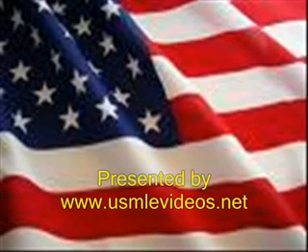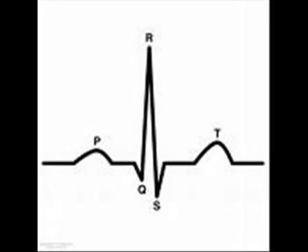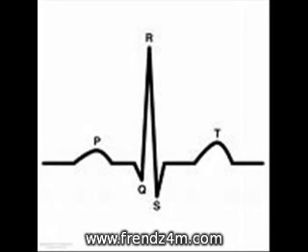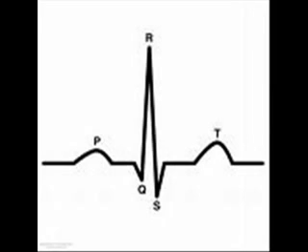Good evening. Let us review some of the most important EKGs today. EKG is mainly denoted by 5 important waves: P, Q, R, S and T. P wave represents atrial depolarization. QRS represents ventricular depolarization. And T wave represents ventricular repolarization.